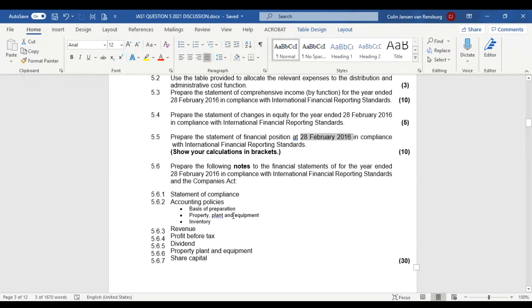By the way, that property, plant and equipment falls under accounting policy. So it's your property, plant and equipment policies, right? It's not the actual property, plant and equipment note. There's the note. So the policies with regards to property, plant and equipment we'll do in the third term. Inventory you've already done. Then we're going to look at the revenue note.